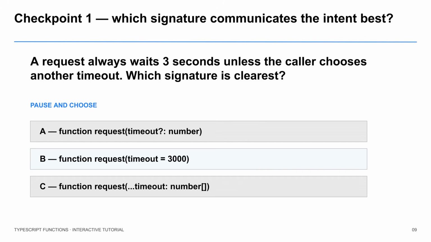Pause and choose. A request always waits 3 seconds unless the caller explicitly chooses another timeout. Which signature communicates that behavior most clearly? An optional parameter, a default parameter, or a rest parameter?